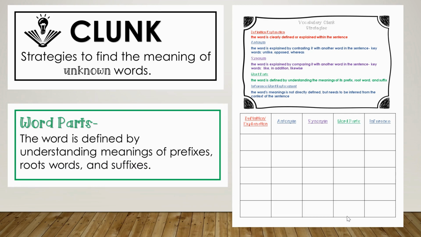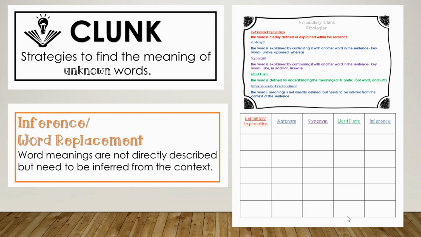Sometimes we know part of the word, and so we can use the word parts to figure out the meaning. Do you know what the base or root word means? Do you know what the prefixes and suffixes mean? If so, you can figure out the definition. And finally, sometimes the author doesn't give us any of those clues, but we can infer or figure out just by what's happening in the text or happening in the story around that word.